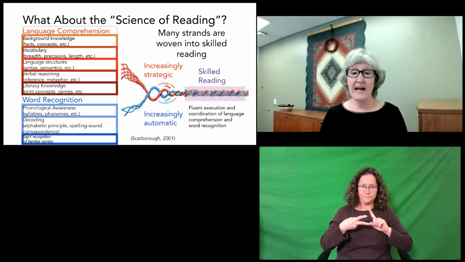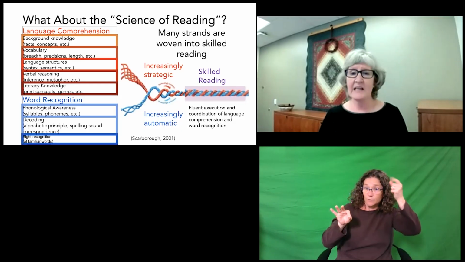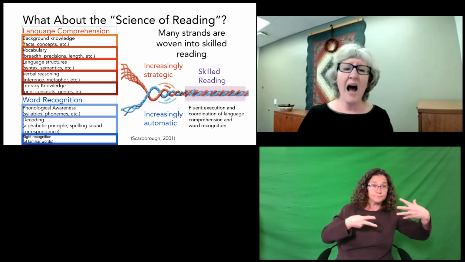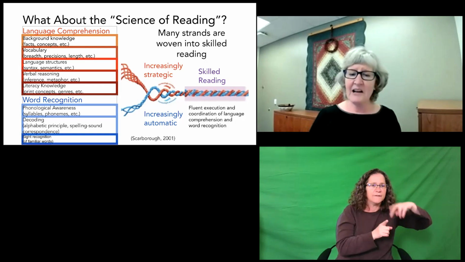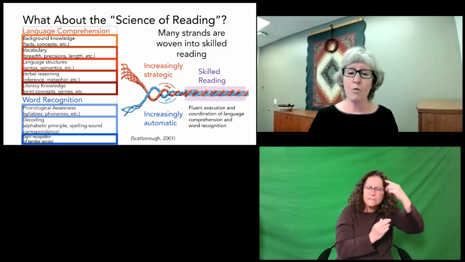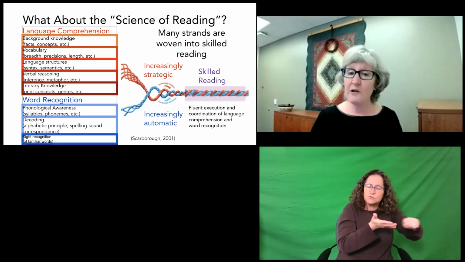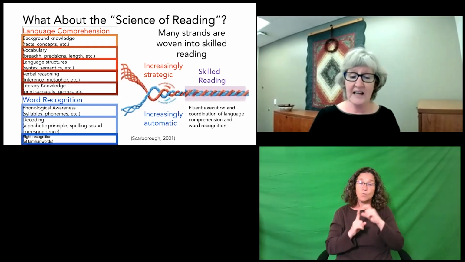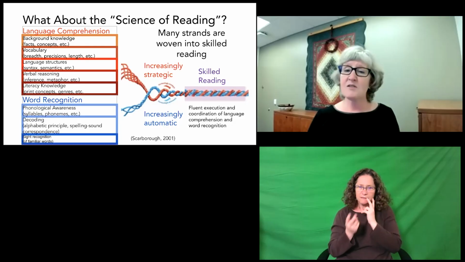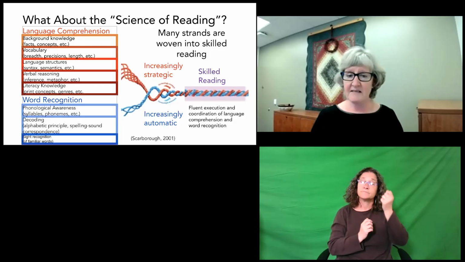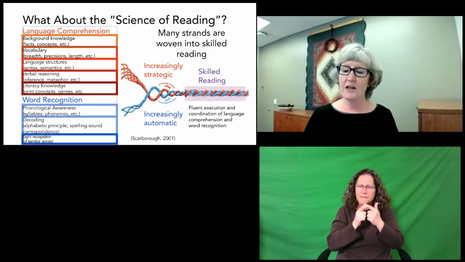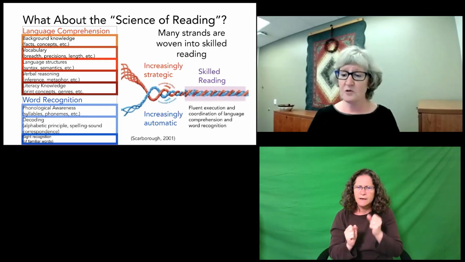These include the concepts of language comprehension and word recognition. Language comprehension includes ideas like background knowledge, vocabulary, language structure, verbal reasoning skills, and literacy knowledge. Word recognition skills include things like phonological awareness, decoding, and sight recognition of familiar words, the sight word vocabulary. Kids start out with very basic level skills in these areas, and then they become increasingly strategic and increasingly automatic to lead to skilled reading.